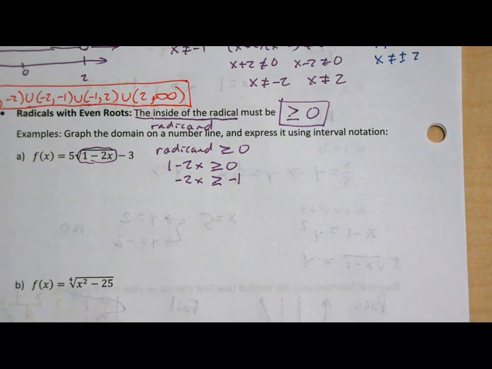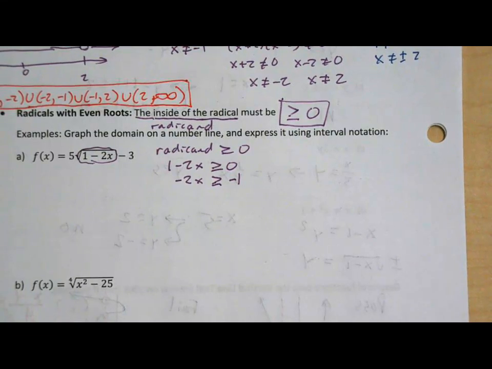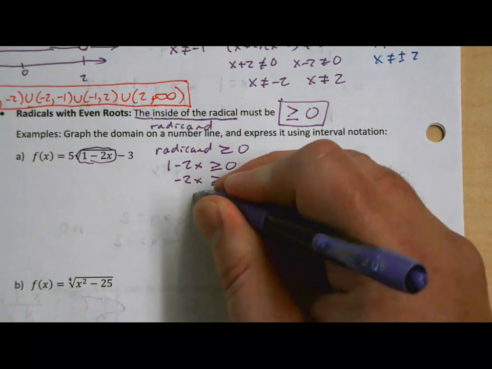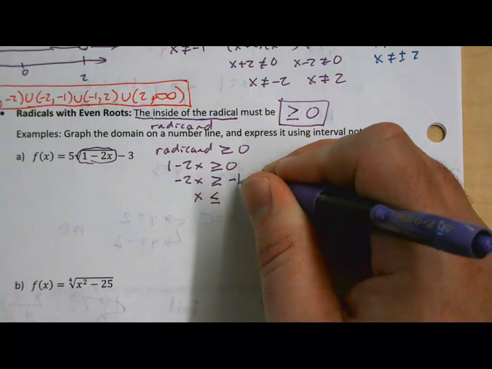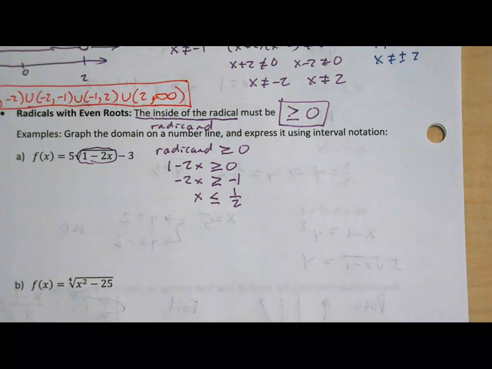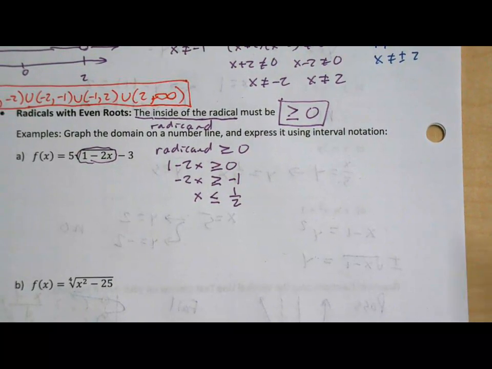I need to get rid of that negative 2 that's multiplying, so we'll divide by negative 2 on both sides. And what happens when we divide both sides of an inequality by a negative number? We've got to flip the sign. Did you guys remember to flip the sign? So negative over negative is going to be positive 1/2. So x is less than or equal to 1/2.